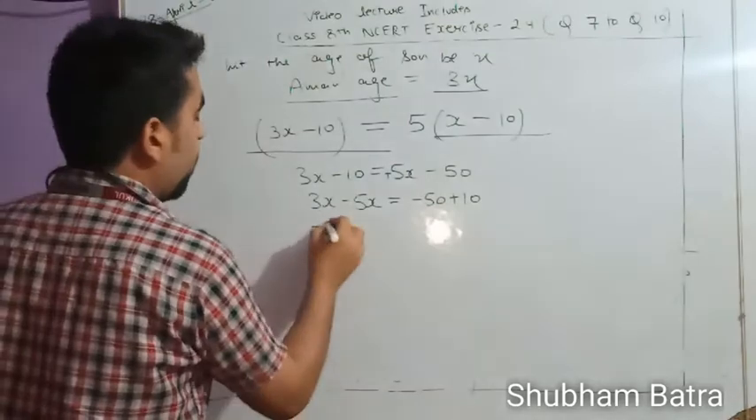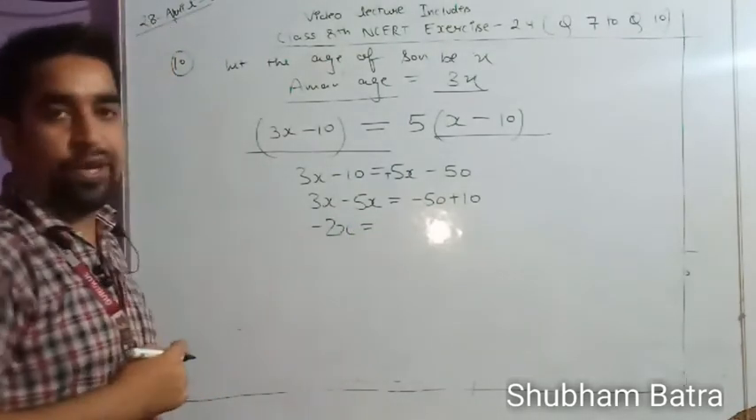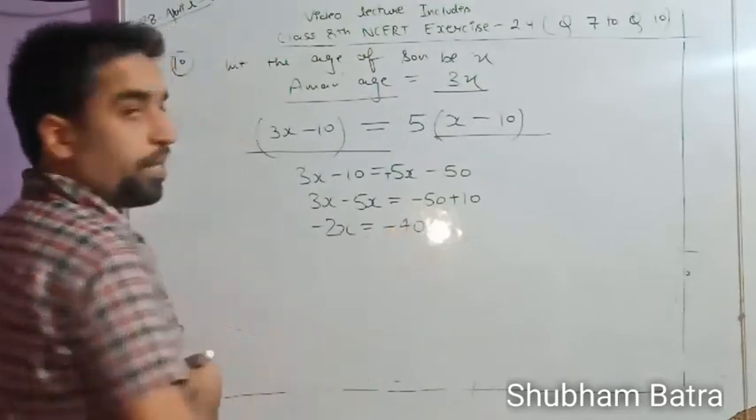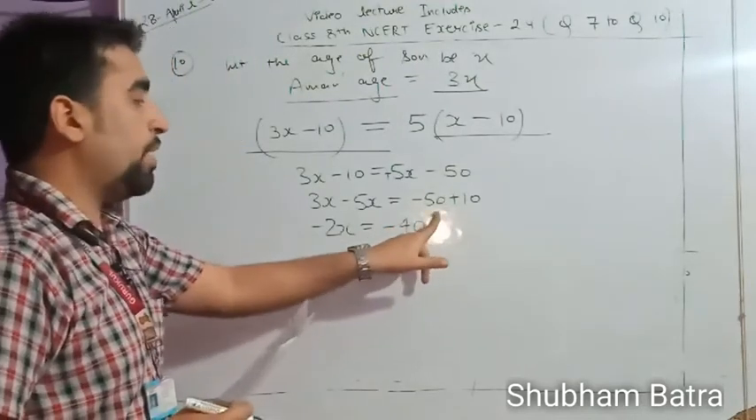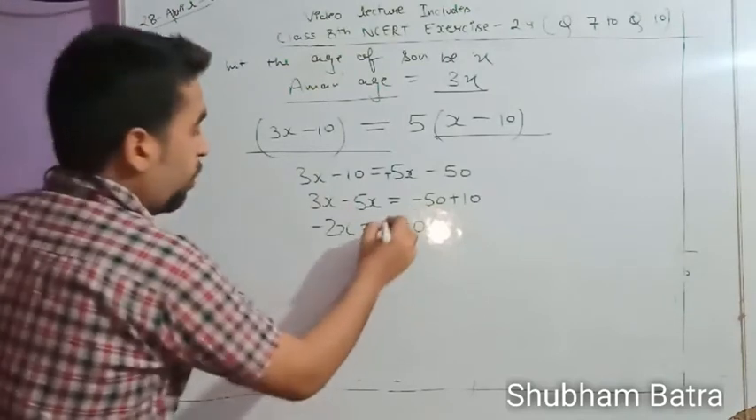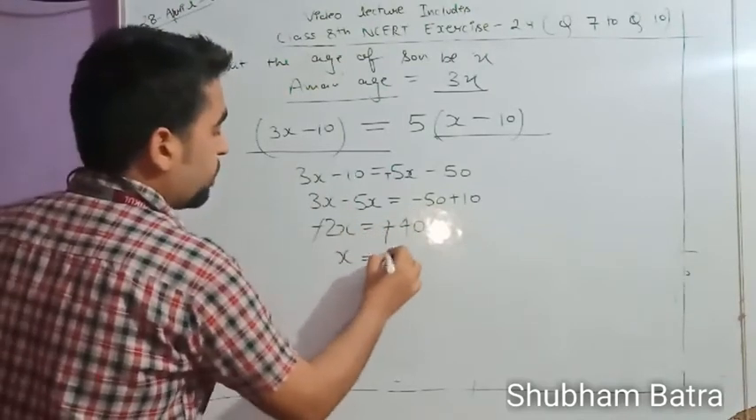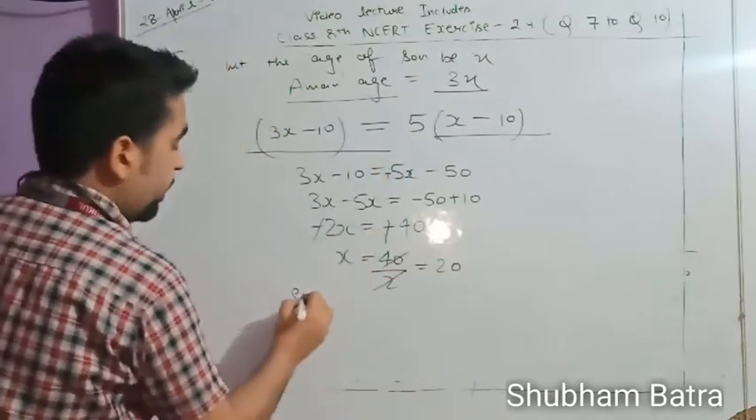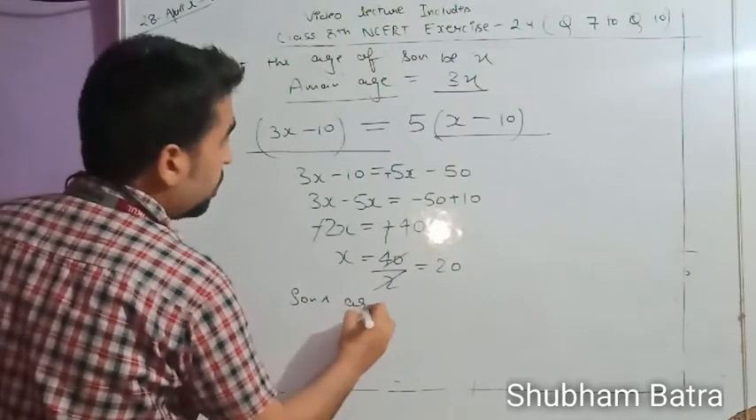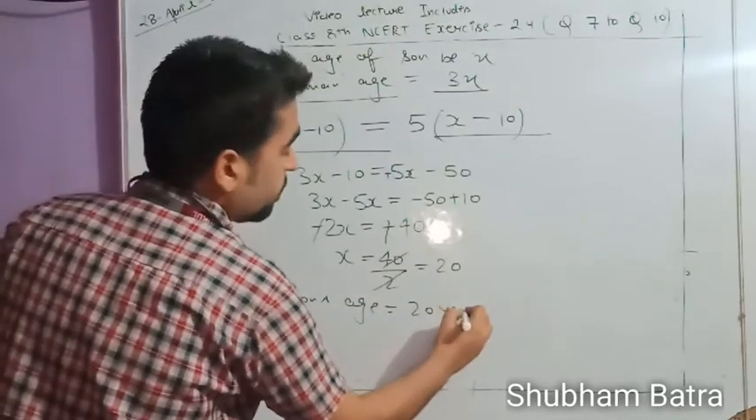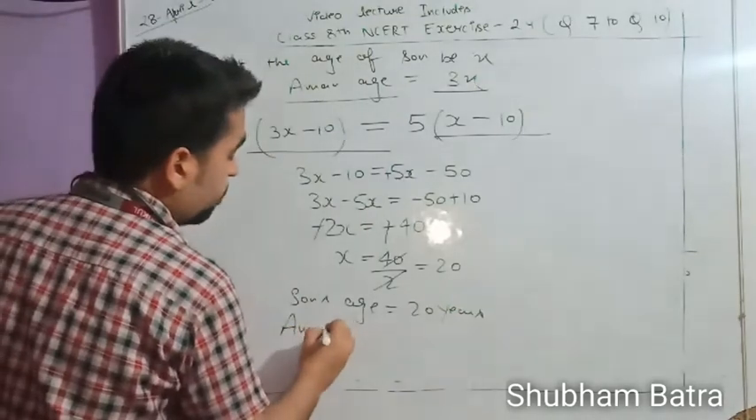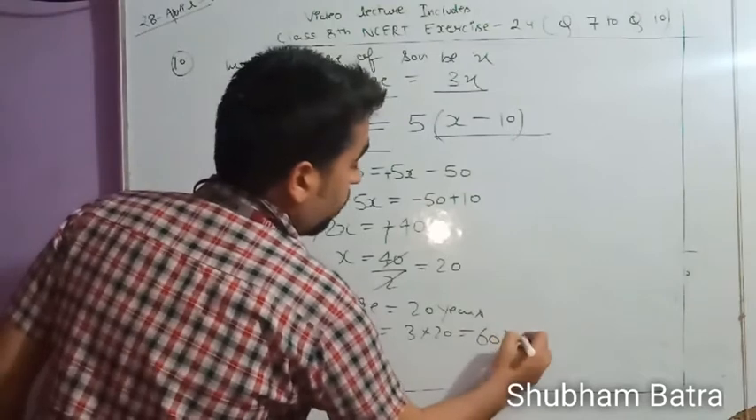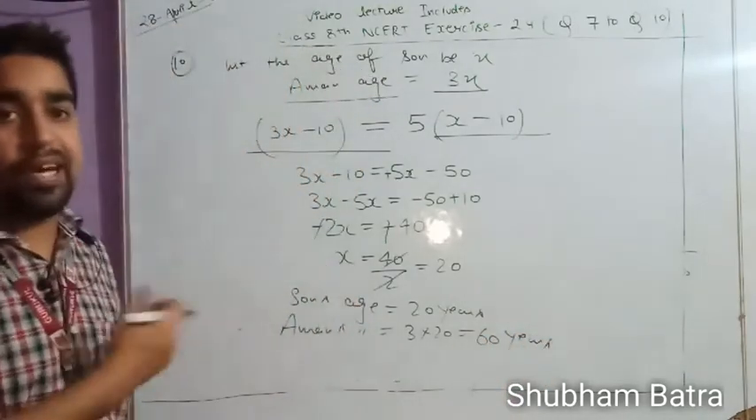Now 3x minus 5x, how much will it be? Minus 2x. So minus 2x is equal to minus plus minus, taking the sign of the greater number. Among these two, 50 is greater, so the minus sign will be there. Now minus and minus cancel out. X will be 40 divided by 2, that is 20. So the son's age is 20 years. And Aman's age, we assumed 3x, so 3 into 20, 60 years.